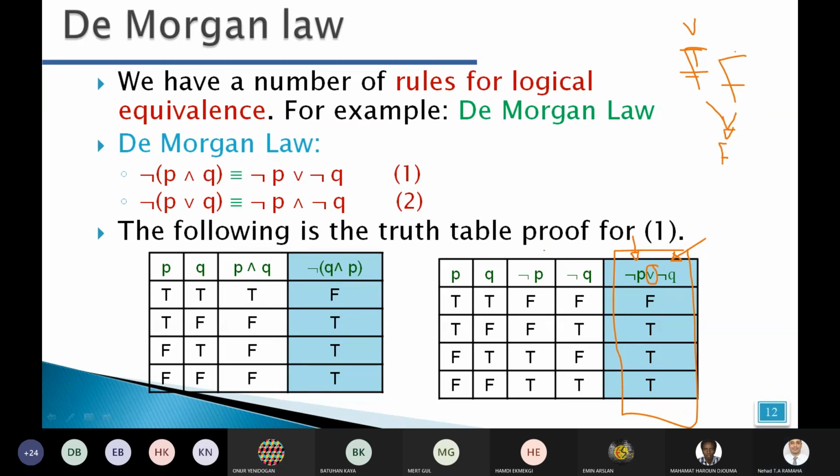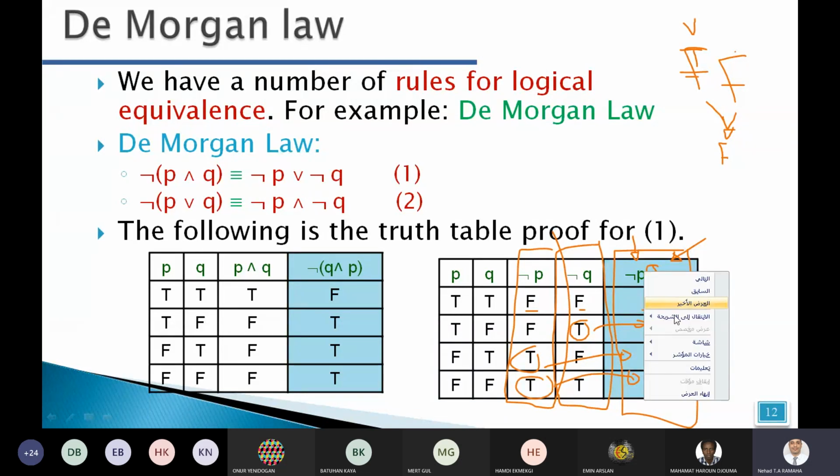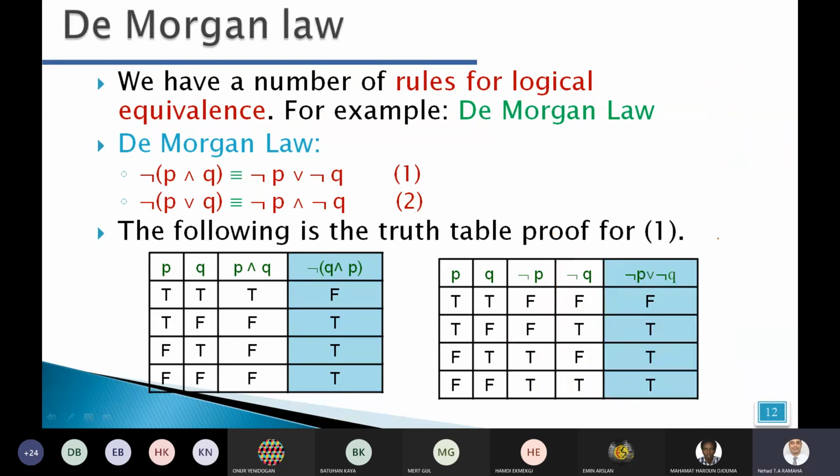Okay, then this both side, NOT P and NOT Q. Here both sides false, then you have the result false. One side true, then true. This side true, then the result true. This side true, then the result true. If you look here, this result and this result, it's identical. Same: false, true, true, true. False, true, true, true.